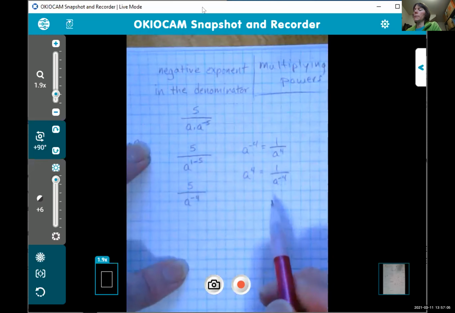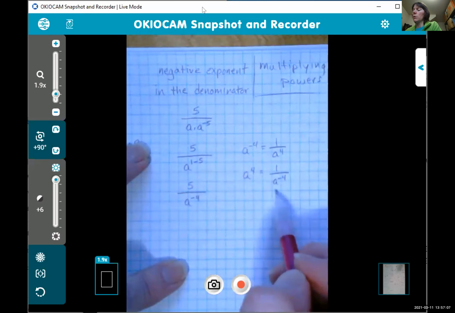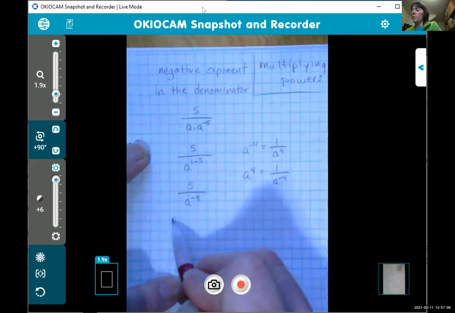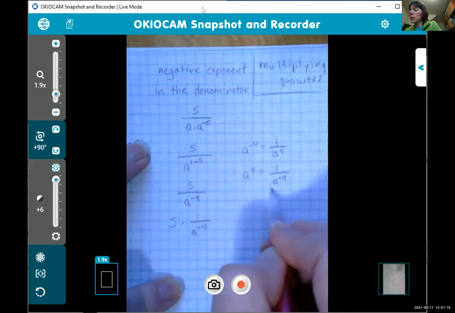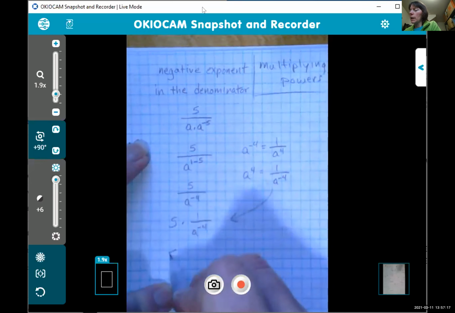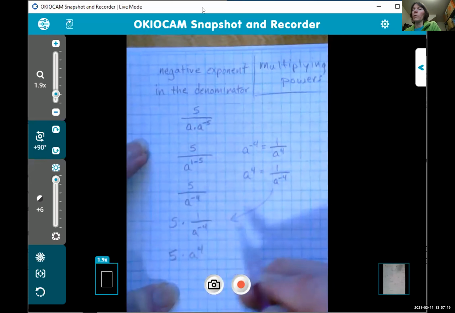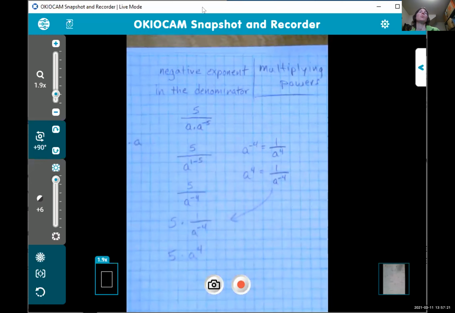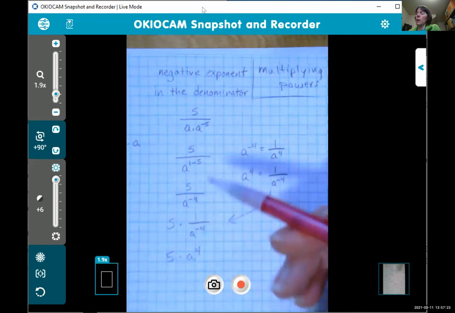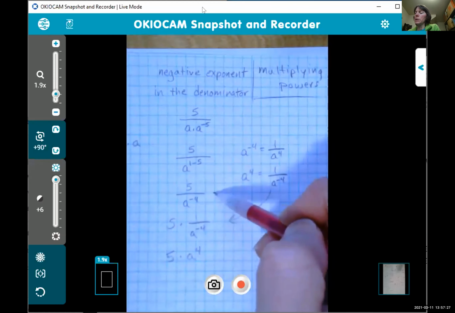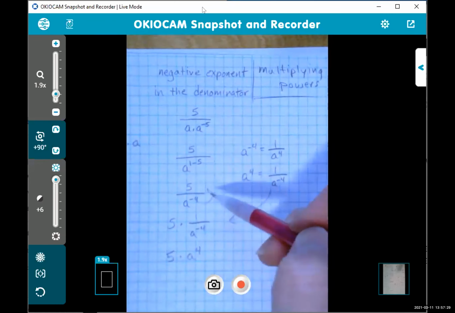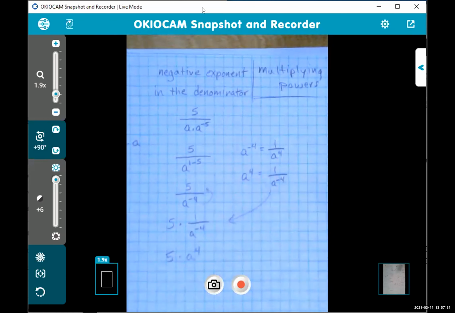And so we can then substitute this one in here and say 5 times 1 over a to the negative 4th. Now I can substitute here and I get 5 times a to the 4th. And that's why it works. Or you could just think the shorthand is, if I just flip this to the top and change the sign, then I get here, right? That's another way of thinking about it, like we talked about in the homework.